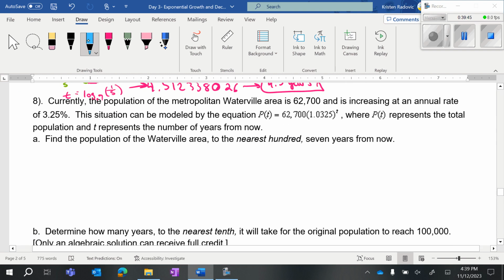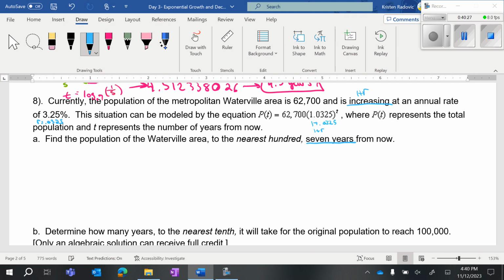Last one, promise. Currently, the population of the metropolitan Waterville area is 62,700. It is increasing, so this is a 1 plus r equation at an annual rate of 3.25%, that means your rate is really 0.0325 as a decimal. The situation can be modeled by that equation, where this was, remember, 1 plus 0.0325 because it was a 1 plus r equation. P of t represents the total population, t represents the number of years from now. Find the population to the nearest 100 7 years from now.